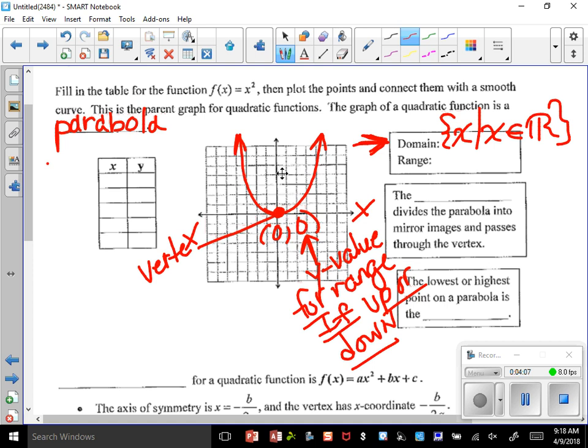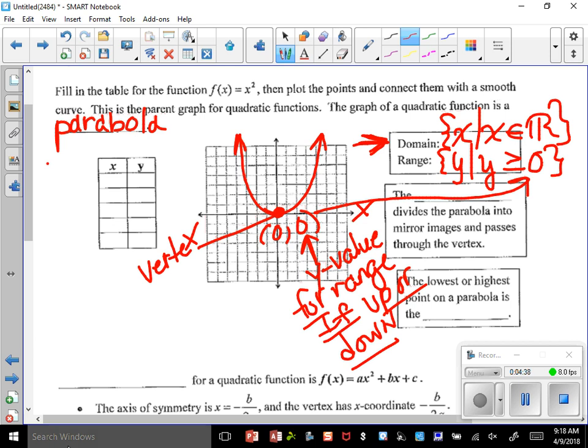And then obviously the y's are getting bigger. So we say y such that y is greater than or equal to 0. So that's the same 0 that's right here. That's the y coordinate of the vertex. So that's your range. If it were going downward, I would have said less than or equal to 0, because the y's would have been getting smaller. That's the only difference.